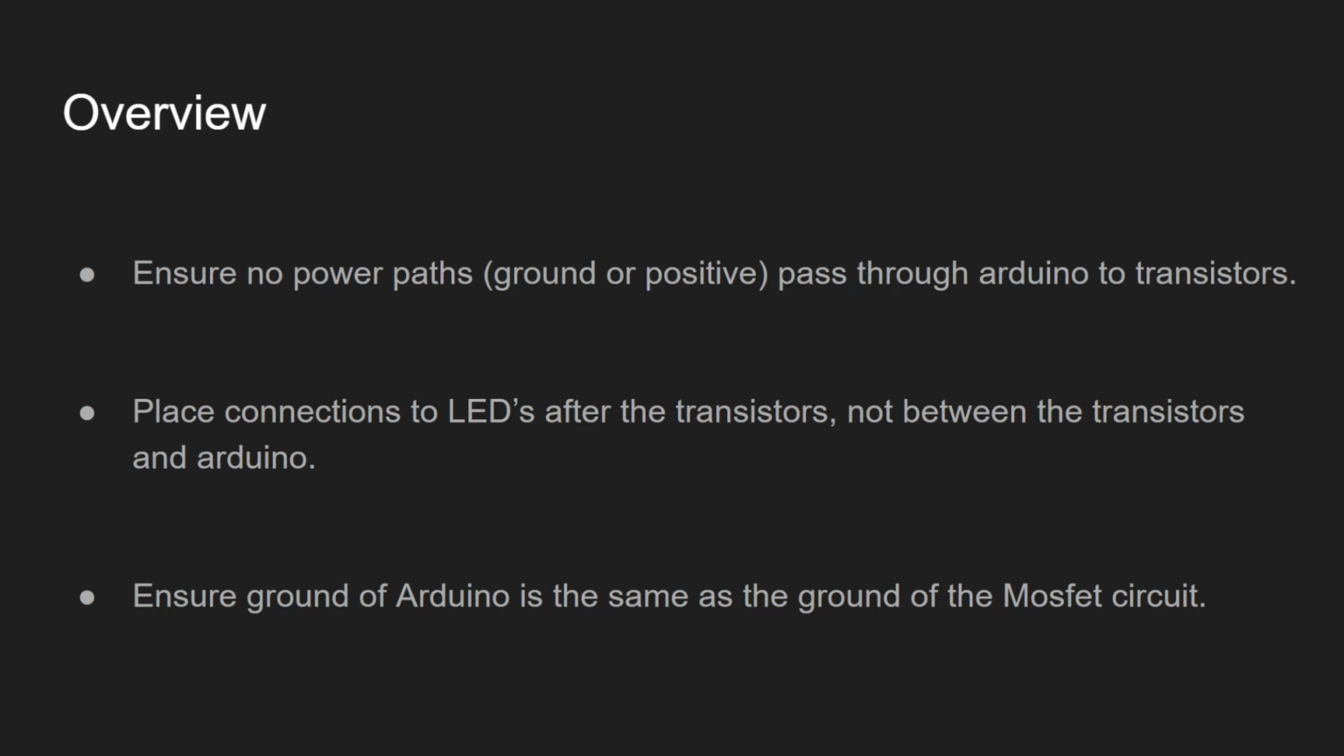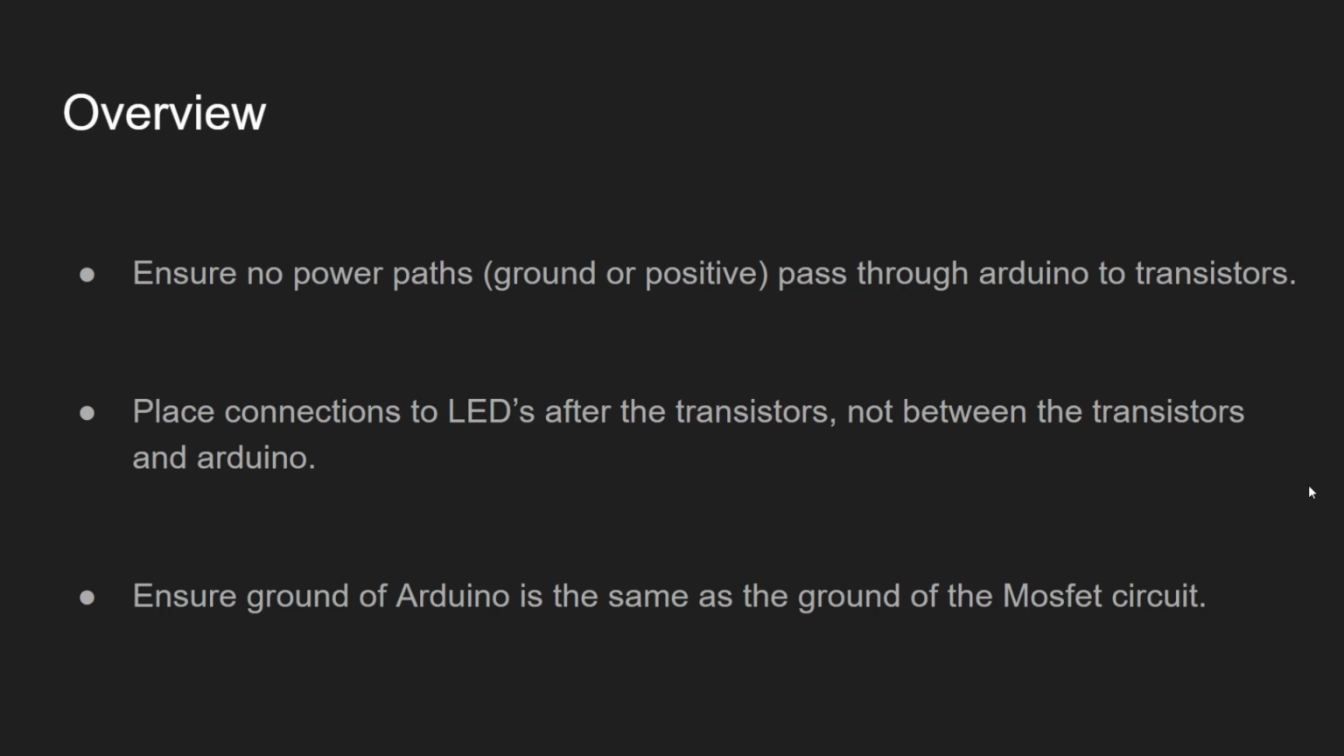Secondly is just to place the LEDs after the transistor. So you can see, I think I mentioned it before, I had my Arduino, then I had the actual connections to the LED, and then I had the transistors after that. Rather, switch the 2 around so that you have Arduino, transistors, LEDs. It just makes the actual building of the circuit a bit easier, but that's a very minor one.